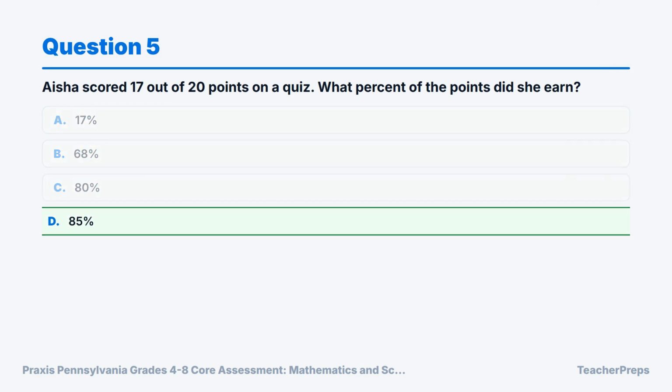The correct answer is D, 85%. Dividing 17 by 20 gives 0.85, which is 85%.